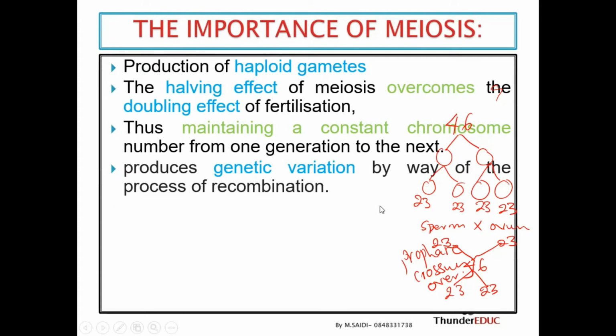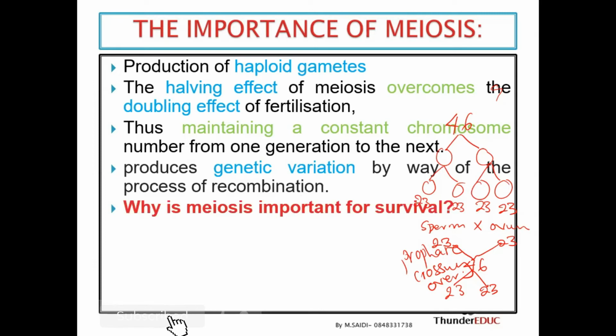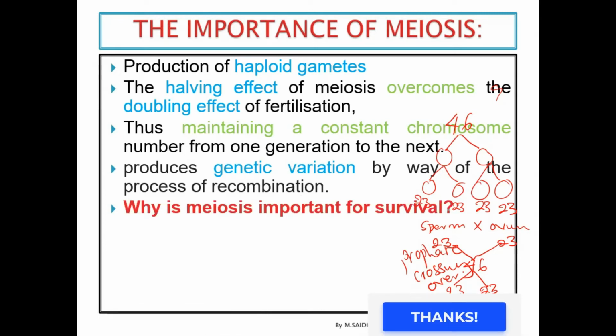We are different from our sisters and brothers because of the process of crossing over. Why is meiosis important for survival? Do we need meiosis for survival, or do organisms which don't undergo meiosis survive? We need meiosis so that we can create differences among individuals of the same species. If these organisms are all the same, then automatically there won't be differences.